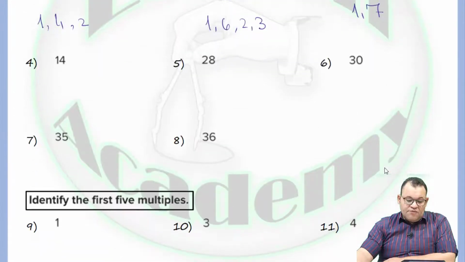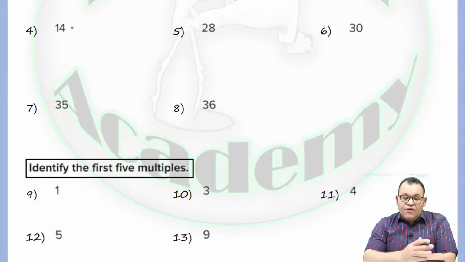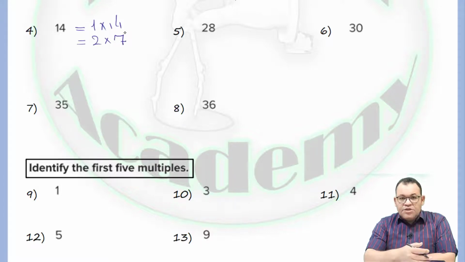Again, for question number 4, 14. As we said before, if you need to find the factors of any number, just start with 1 multiplied by the same number. Check if there are any other two numbers or not. You will find that we have 2 times 7. There are no other two numbers. If you multiply them, the answer will equal 14. So the factors of 14 are 1, 14, 2, and 7.